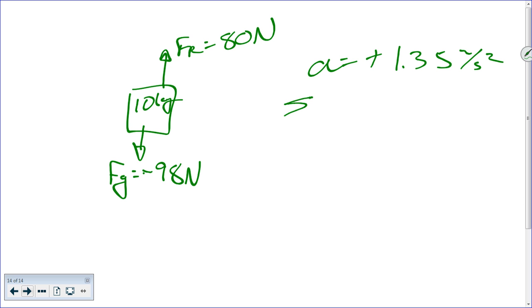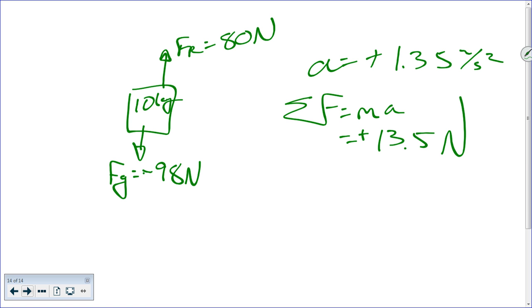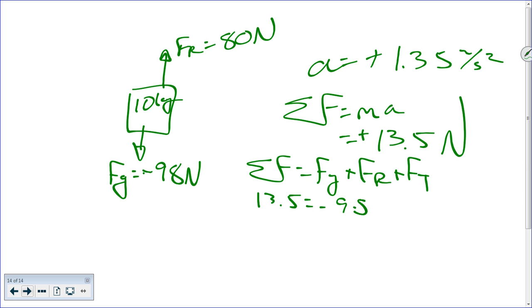Yeah. So now we can find the net force by doing mass times acceleration. That's going to give us 13.5 newtons, positive. The mass I used there was the 10 kilograms. Good, Carson? And now we can find our tension, right? So net force is force of gravity plus force of Roy plus force of tension. So you get 13.5 equals negative 98 plus 80 plus the force of tension. And it ends up giving you 31.5 newtons. Good?